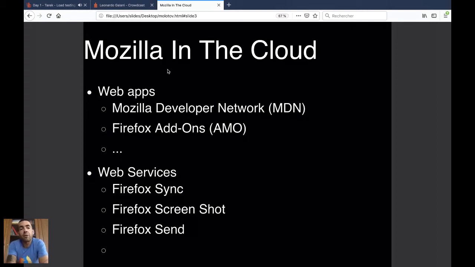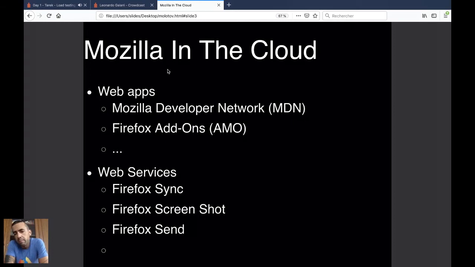We have Firefox add-ons, which is basically where you can upload an add-on if you're an add-on developer to make it available for people. And you can also upload themes and web extensions. It's a pretty big website as well. Both are written in Django. So that's for the web apps.